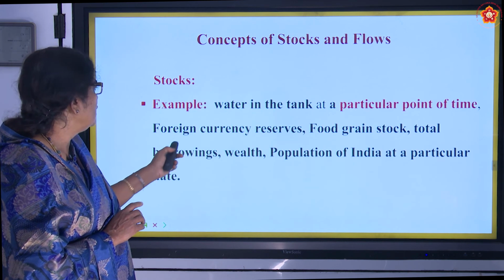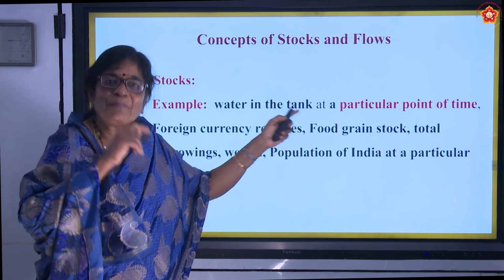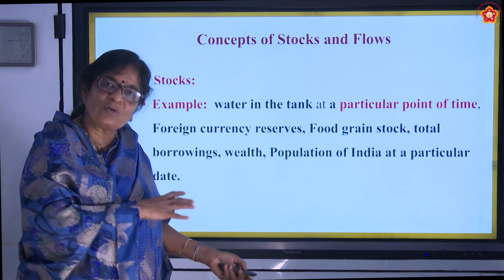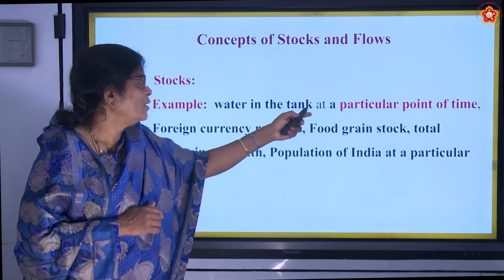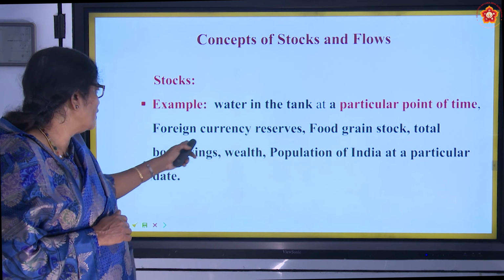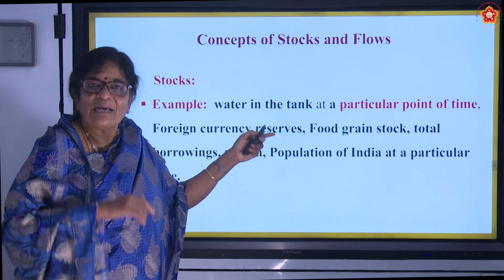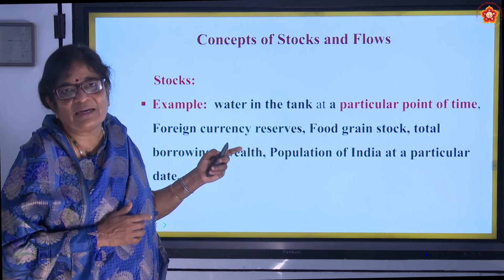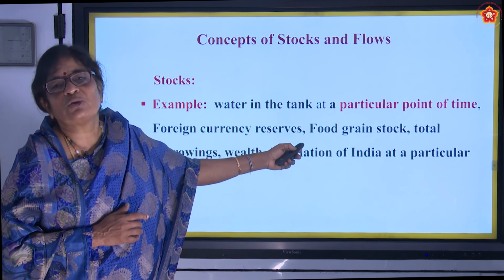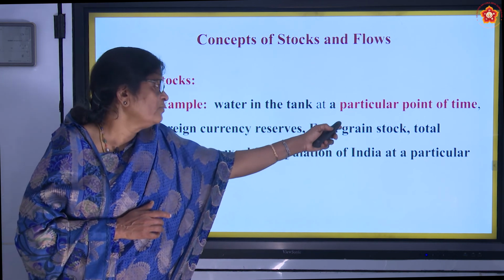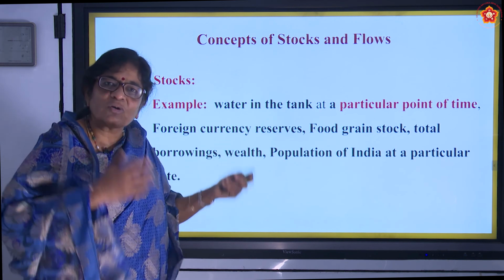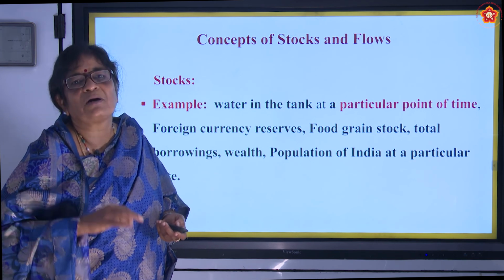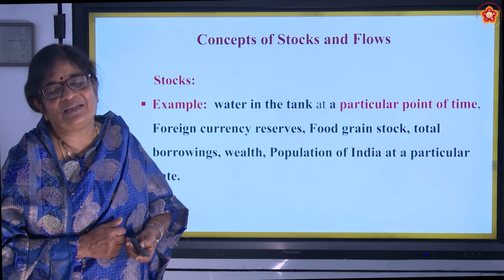And stocks, for example, water in the tank at a particular point of time. How much water is there on 30th of December at 10 o'clock in our tank? That is a particular point of time, a stock. Foreign currency reserves of India as on 30th of December at 10 o'clock, how much? How many US dollars are with the Reserve Bank of India as foreign currency reserves? It is a stock. Food grain stock in the granary, how much stock is there in our godown at a particular point of time, 10 o'clock, 30th of December, how much is the stock? Because after 11 o'clock it may vary.